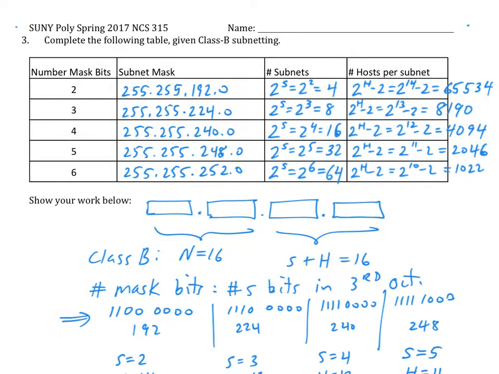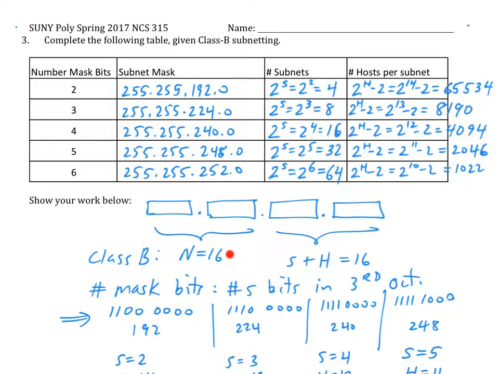Okay, in this video I'm going to do an example problem like one of the homework problems, and basically it says complete the following table given Class B subnetting. So if we've got Class B subnetting, we're going to start with a Class B network, which means the first two octets are fixed, and those are our network address, 16 N bits.